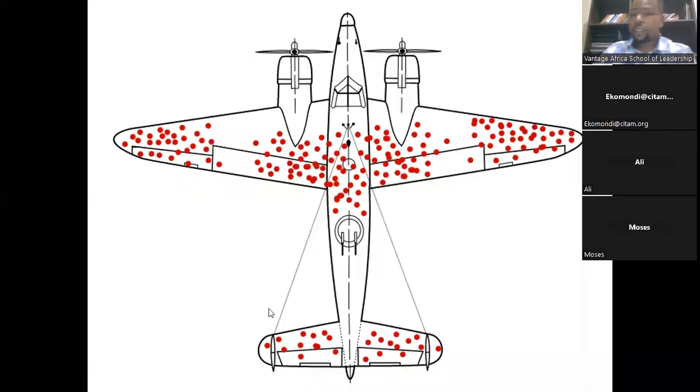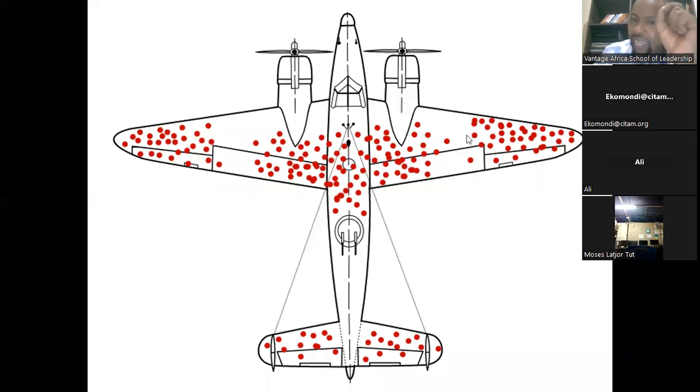So what used to happen is when the planes, after they go to bomb the enemy and they come back, analysts would assess the damage on the plane, because when you go there to bomb enemies, the enemy would shoot at the planes, maybe surface to air or something like that. So when they analyzed the areas that these planes came back with a lot of bullet holes, this is the pattern that they came up with. Most of the planes that were coming back had holes on these red areas.